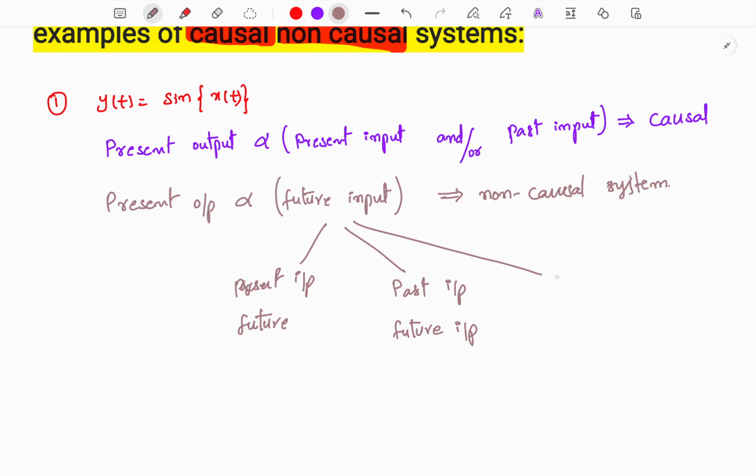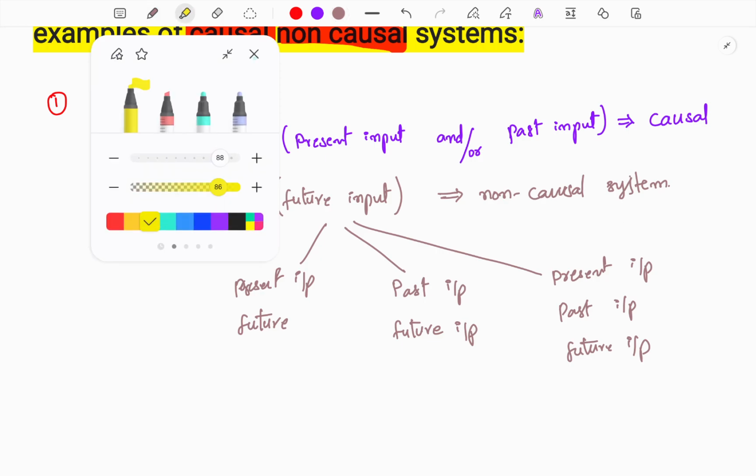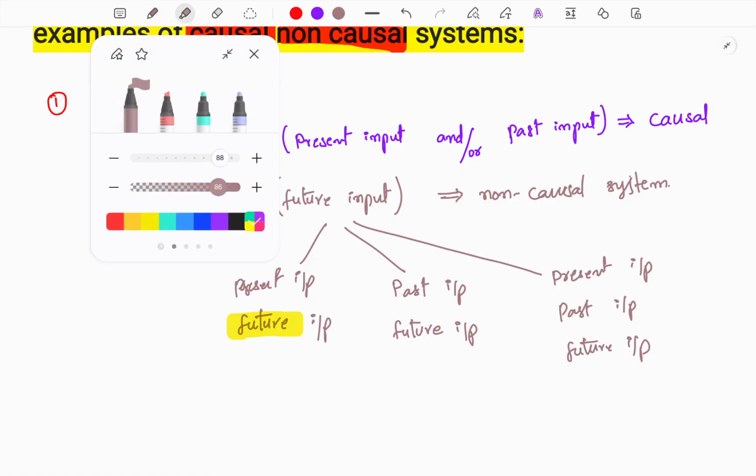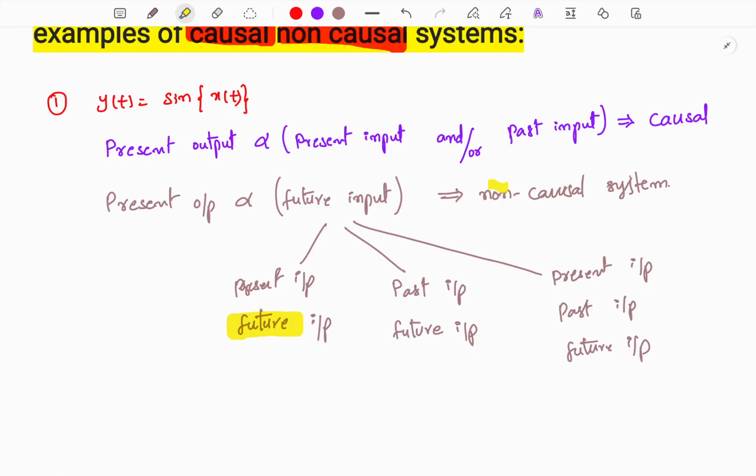In the third case, it depends on present input, past input and future input. In this case also the system is non-causal. Means if the system depends on future input, then the system is called a non-causal system. If it depends on future input, we automatically call it a non-causal system.